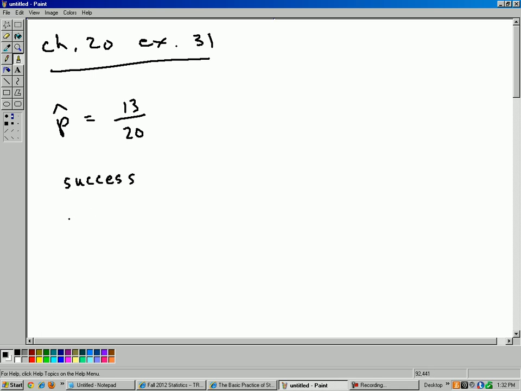Remember, success and failure, those terms in statistics are just labels. Success is not necessarily good. Failure is not necessarily bad. But in this case, a success is that you found fecal coliform in the water, and we had 13 of those. And then the failure is you didn't find it, and we had 7 of those. Just subtract. There's 20 swimming pools altogether, so 7 out of 20.